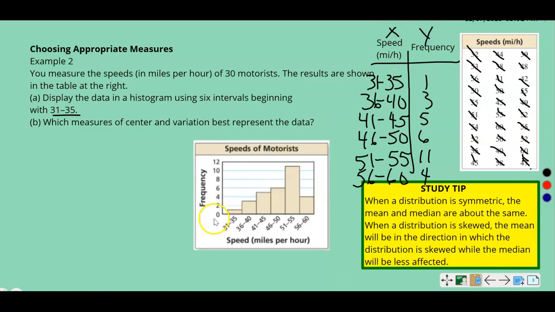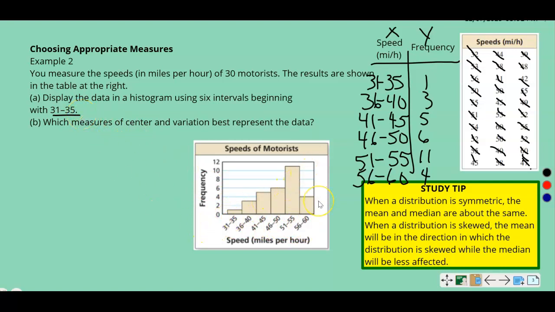And then in that interval here from 31 to 35, there was only one time that occurred. So here on the frequency table, they went by 2s. So 1 would be halfway between 0 and 2. And then from 36 to 40 was 3. So that would be halfway between 2 and 4. So you can see how they got that graph here. So each of those numbers, and you can see 51 to 55, that's your largest number there. That would be up to 11, and that would be between 10 and 12. So again, these numbers are evenly spaced. These are evenly spaced too, but these are the intervals that were given to us in example A.